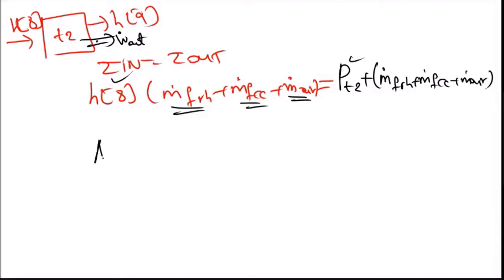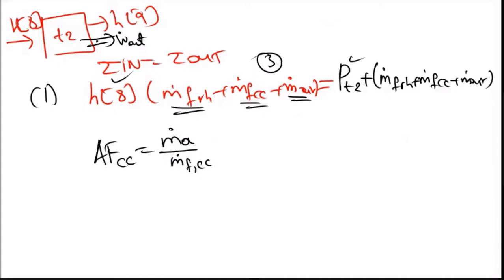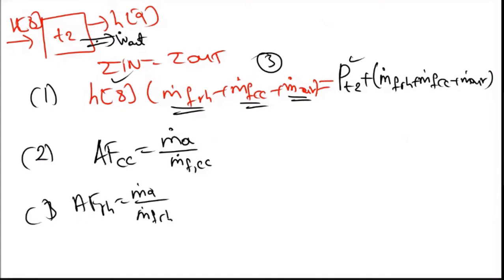So what will I do now? AF of CC is the mass flow rate of, we have three unknowns. Three unknowns, one equation. This is the first equation. So the air fuel ratio of the combustion chamber will be the mass flow rate of air divided by the mass flow rate of fuel of the combustion chamber. This is the second equation. And the third equation will be for the reheater, again the mass flow rate of the air and the mass flow rate of the reheater. So we have three equations, three unknowns, and it will be solved. Now it is not an excess equation again, so we will need one more equation to solve this problem.